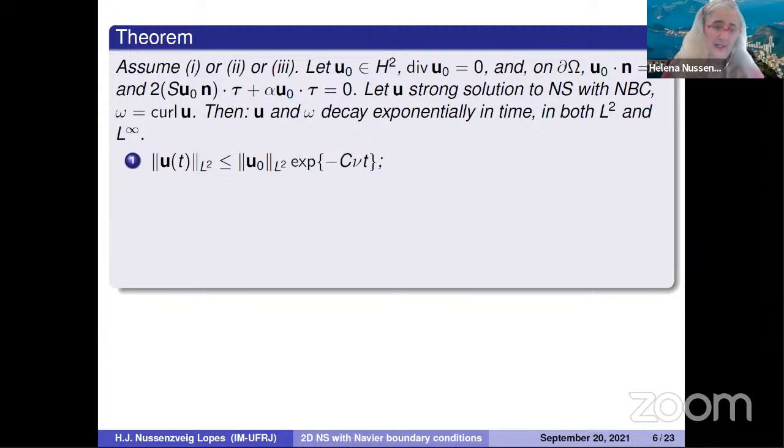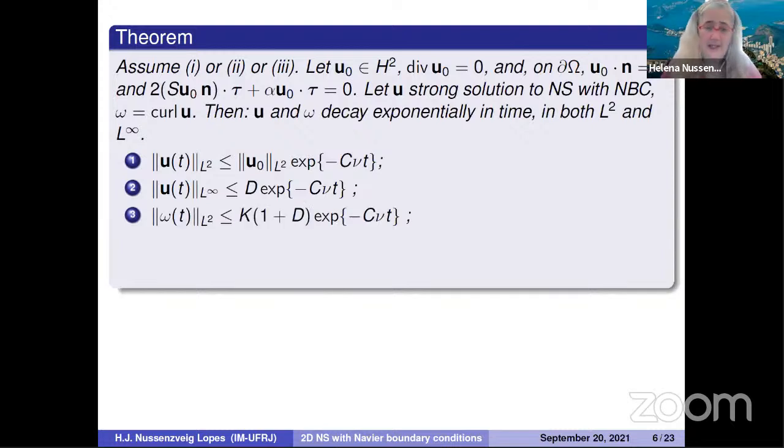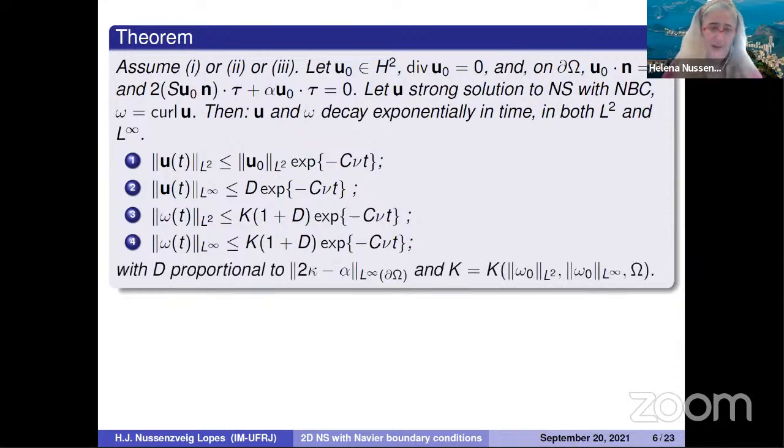The L2 norm of the velocity at time t is bounded by the L2 norm of the initial velocity times the exponential of minus c nu t, for some positive constant c. The L infinity norm is bounded by a constant d times this negative exponential. The L2 norm of omega is bounded by k times 1 plus d, and the L infinity norm is also bounded by k times 1 plus d. Now, d is proportional to the L infinity norm of twice the curvature minus the friction coefficient, and K is just a constant which depends on the initial data and the domain.